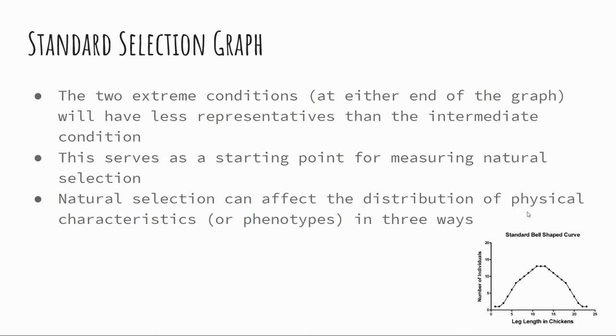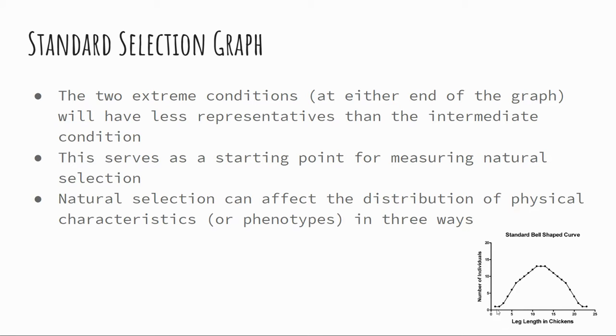So with standard selection, the two extreme conditions, which are going to be at either end of the graph or the line, will have fewer representatives than the one in the middle, or the intermediate condition. This serves as a starting point for measuring natural selection, and natural selection can affect the distribution of physical characteristics or phenotypes in three ways.